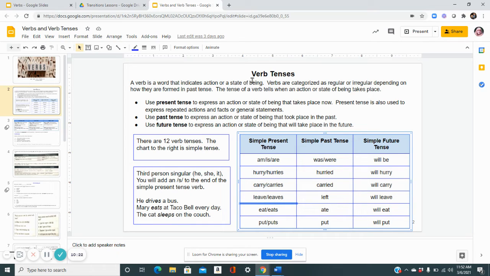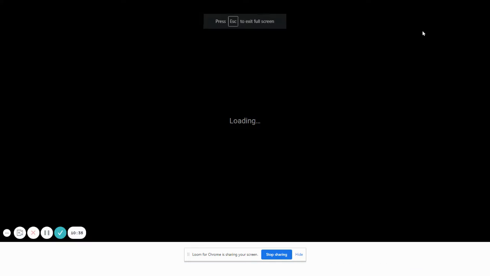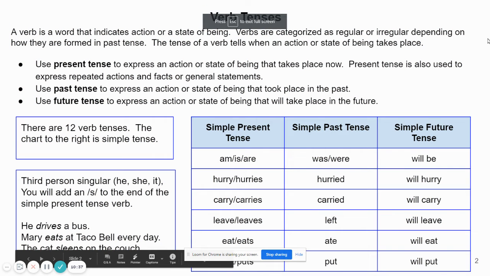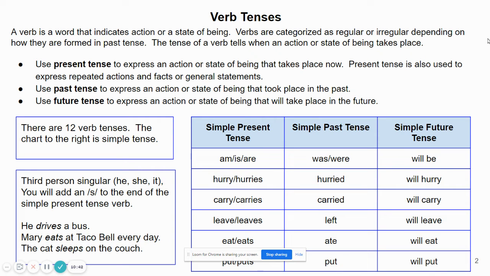Okay, so as it says up here, a verb is a word that indicates action or state of being. Verbs are categorized as regular or irregular, depending on how they are formed in past tense. So I'm going to make it a little bigger, sorry. The tense of a verb tells when an action or state of being takes place. So in each of those major tenses, we have present tense, past tense, and future tense. So today we're going to focus on the simple tense verbs.